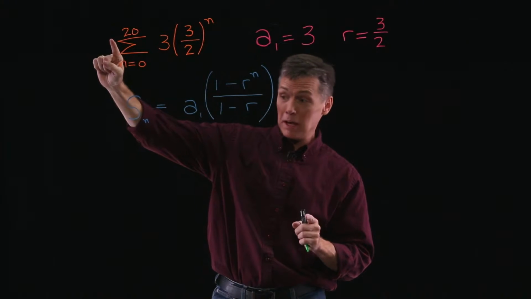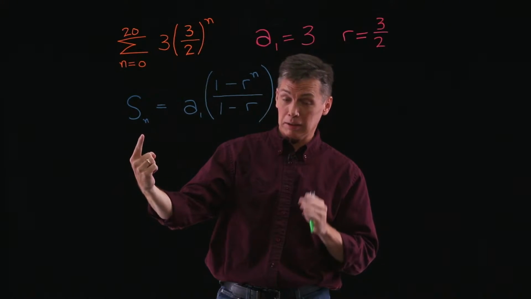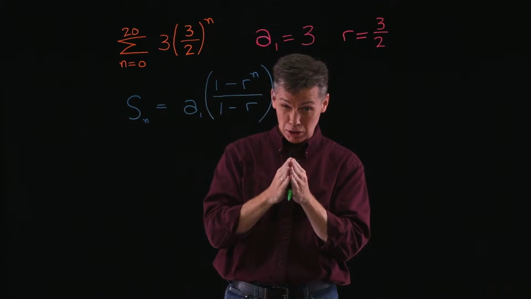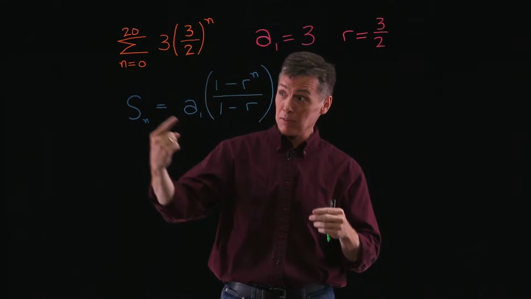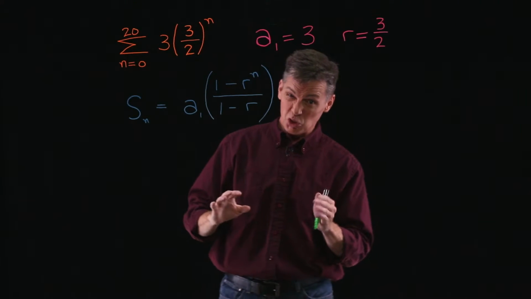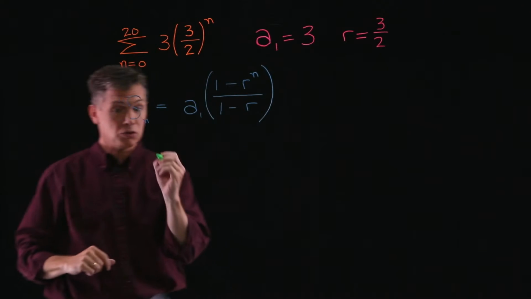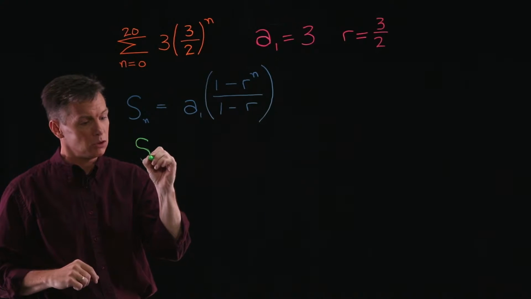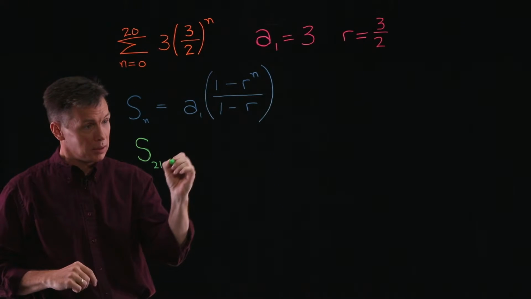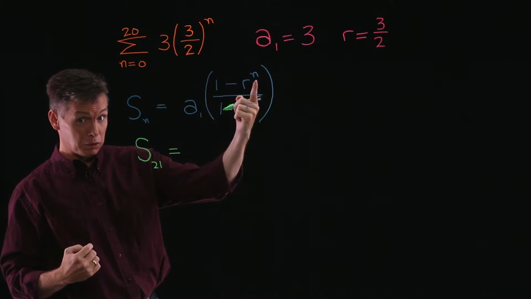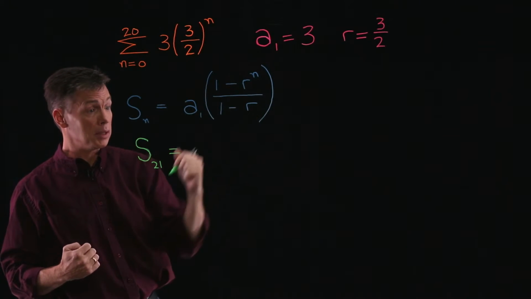A lot of people are going to grab that 20 and put it in for n. That's wrong in this case. n is the number of terms that you're adding up. And if I'm starting at 0 and going up to 20, that's actually 21 terms. So what we're looking for here is s sub 21. And that'll come into play in our computation right there with the exponent. Okay, I want to make sure I put a 21 there.